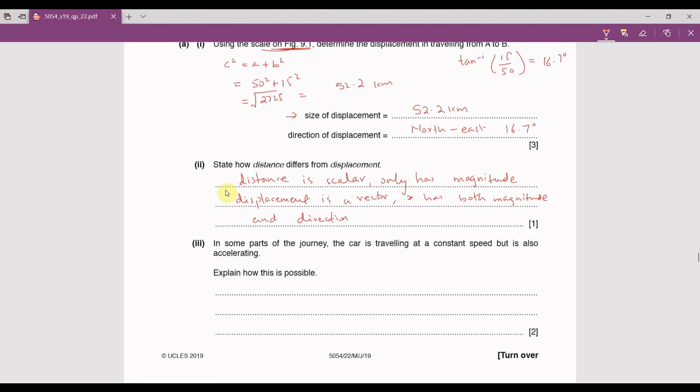In some parts of the journey, the car is traveling at a constant speed, but is also accelerating. Explain how is this possible. Now, by the definition of acceleration, we know that it is the rate of change of speed. And if the speed is constant, then how is it accelerating? Well, acceleration can take place in two ways. Either your speed is changing or your direction is changing.